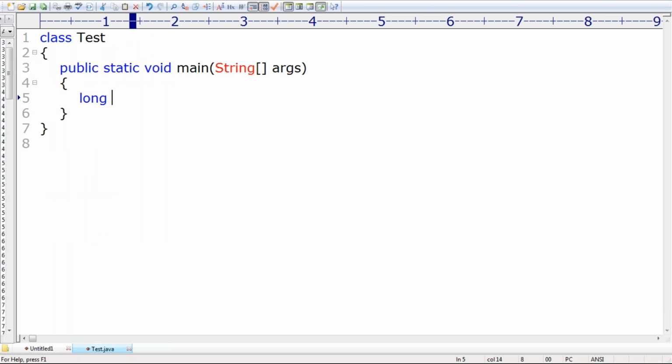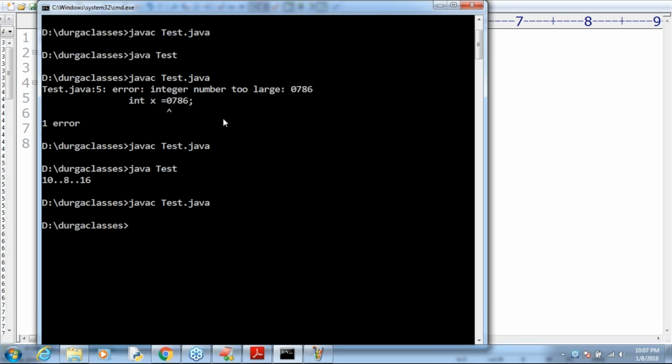Some people are telling, sir, long l is equal to 10. I'm taking 10. Let me compile. Perfectly valid. No problem at all, sir.